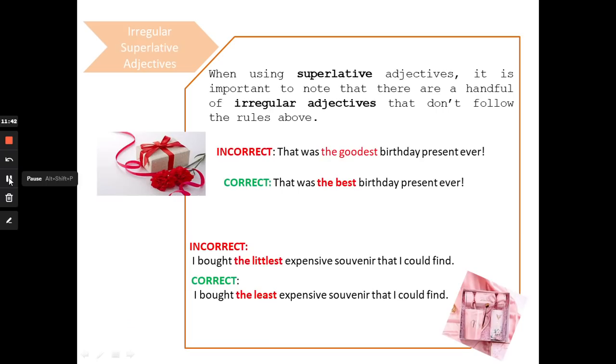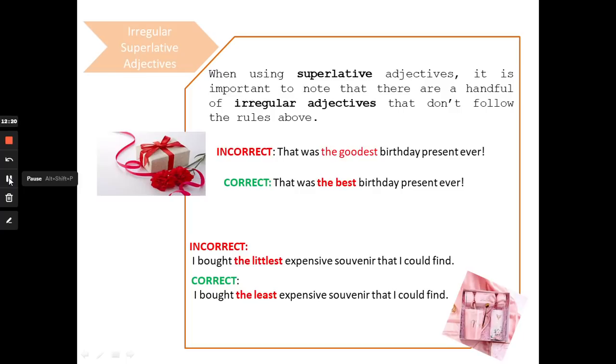The same goes for superlative adjectives which are irregular, right? They also don't follow the rules mentioned before for superlative adjectives. For example, if you have the adjective good, and you say, that was the goodest birthday present ever, it is wrong. The correct superlative adjective for good is best. So you say, that was the best birthday present ever, right?